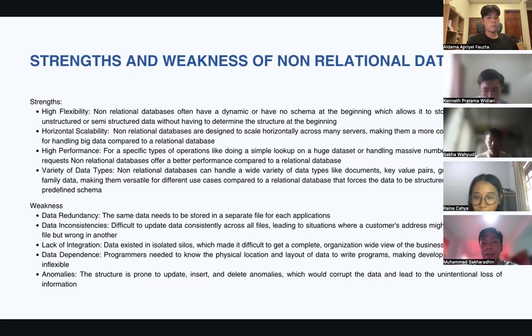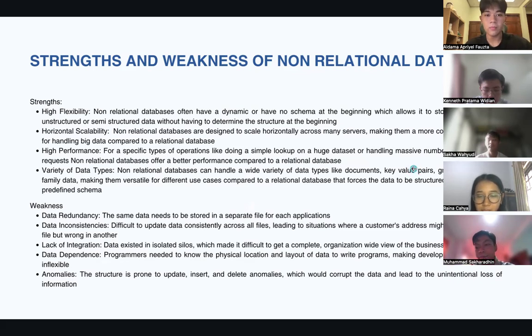Regarding the strengths and weaknesses of non-relational databases, the strength is that they are highly flexible because you can define your own schema and your own structure. In terms of horizontal scalability, they are much cheaper than relational databases. They are also high performance, and their data types can vary, so it's not just structured but also unstructured and semi-structured. Their weakness is that their data is usually redundant because you need to store it more than once depending on the application that you use. Their data could be inconsistent, and they lack integration. Their data is also dependent on the application, so it's hard to maintain the data, and they also have anomalies which could make them corrupt and lead to unintentional loss of information.